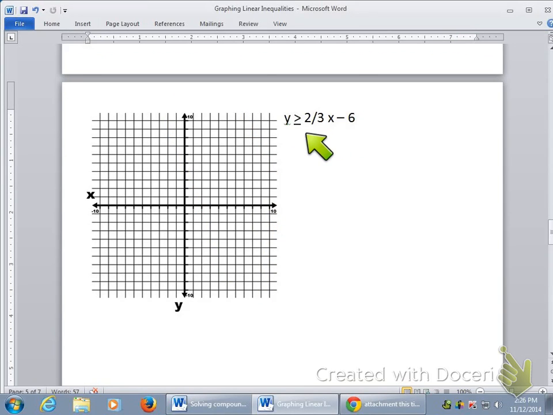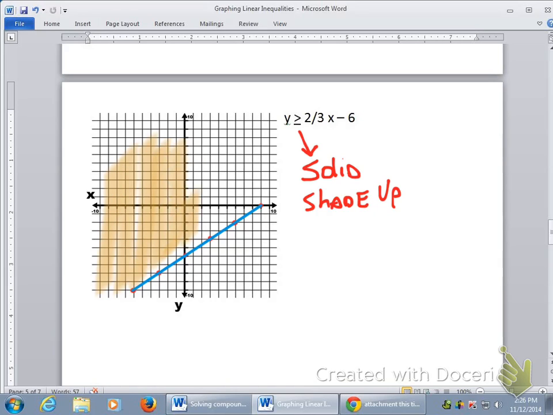Greater than or equal to. That's going to be a solid line this time, so it will count. And I'm going to shade up. So there's my y equals 2/3 x minus 6. I started at -6 and went up 2 over 3, up 2 over 3. And then because it's a solid line, that means that fence does count, and I'm going to shade up because greater than means shade up. So all of those points would work.